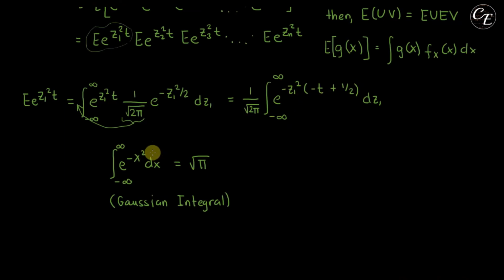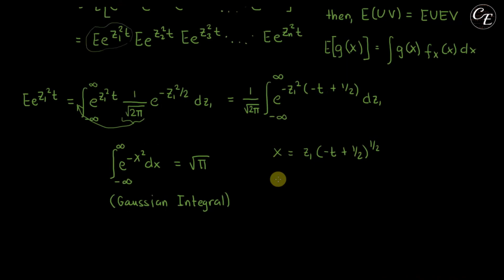So we need to transform this in terms of z sub 1 using the transformation function x is equal to z sub 1 times (negative t plus 1 half) raised to 1 half. So if we square this, it will be equal to this one in here, and then if we square this one, it will be the same with this term here. We can also use the negative of this one, but this one is already enough.